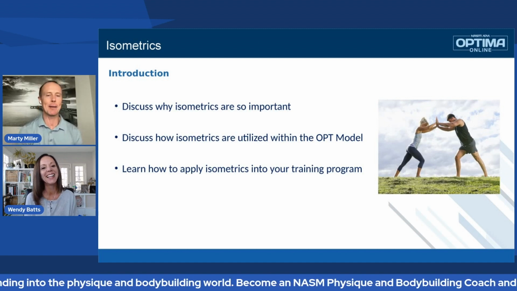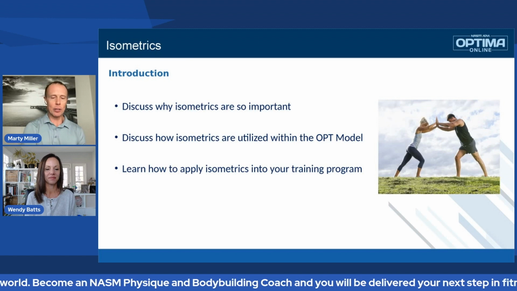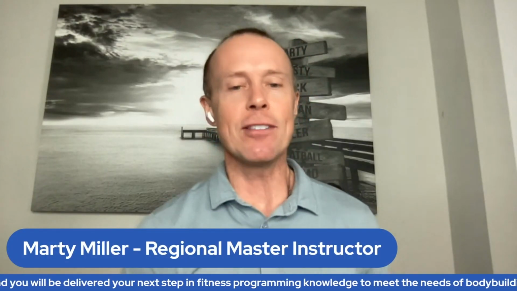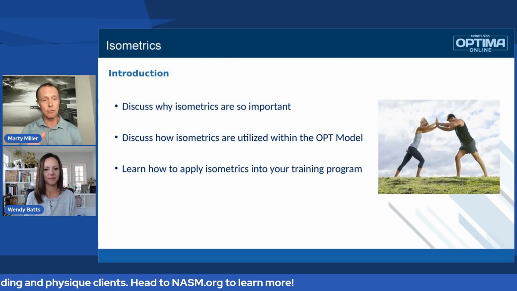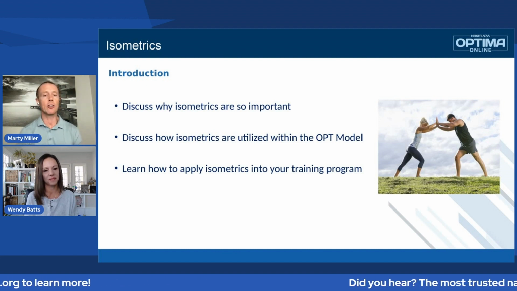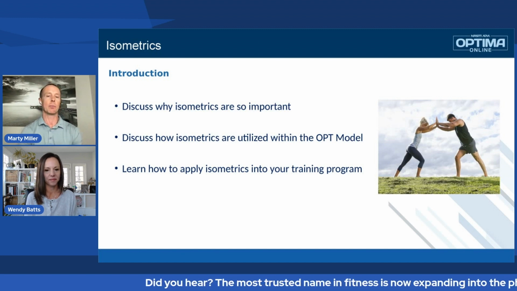So from an introductory standpoint, first, Wendy, we have to talk about why they're important. Going back to when you and I learned the model, a century ago, it seems like late 90s, early 2000s, that's really where I saw isometrics put into them from a fitness standpoint. I was using them in sports medicine, but I didn't really see the carryover. So obviously we're going to talk about why the OPT model has always had different phases that focus on the isometric. That's point one and two, and then learn how to apply some of these into your training program, so it's not just being done, it's being done properly and with a purpose.